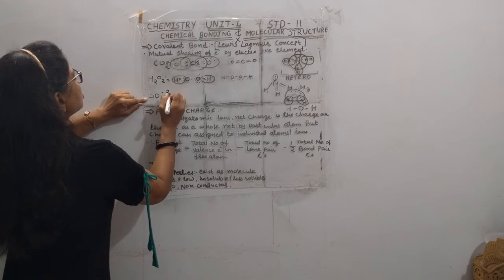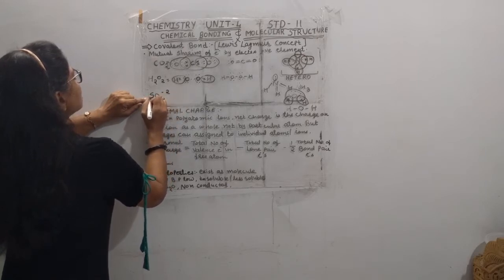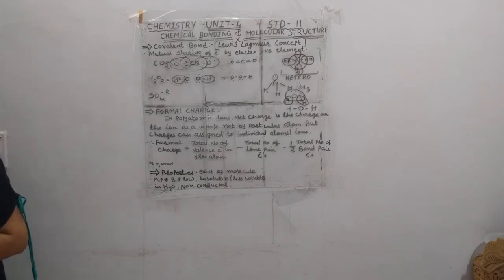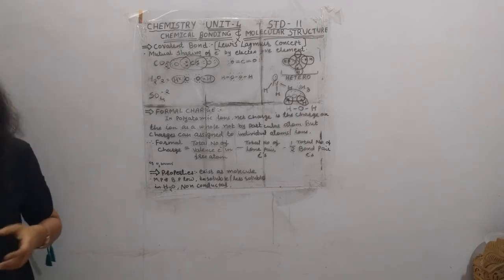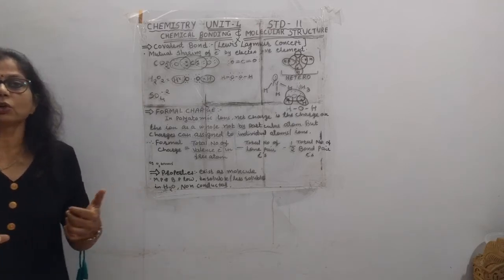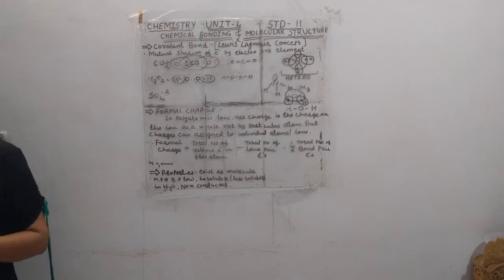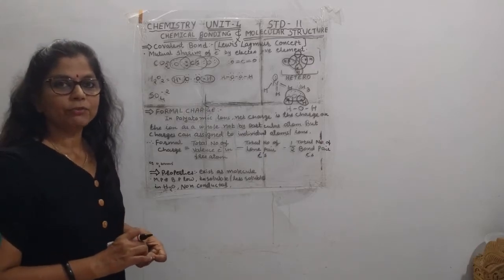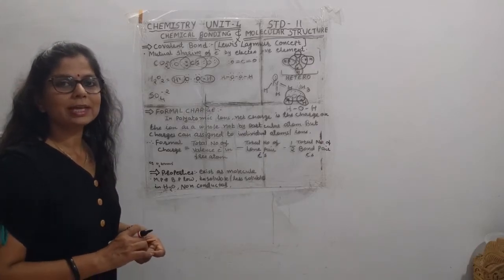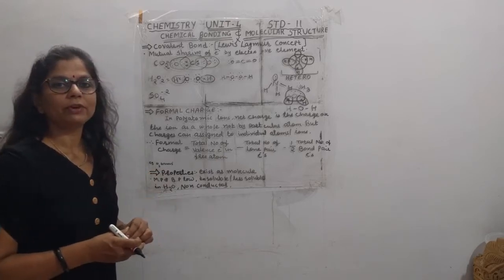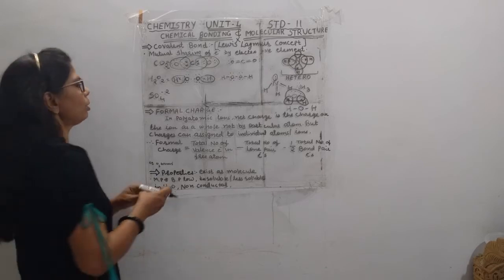SO4 minus 2 ion. Now here sulfur is the central atom. Sulfur possesses the central atom. So how many electrons does sulfur have, student? Sulfur is in which group, student? Oxygen and sulfur, correct? So oxygen has 6 electrons. In the same way you can see that sulfur also has 6 electrons.